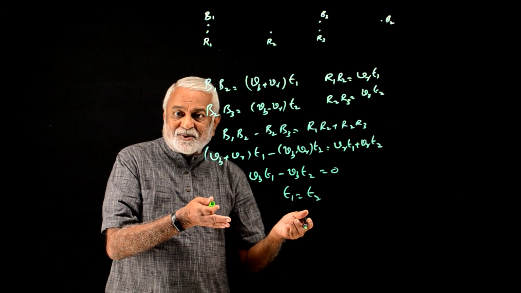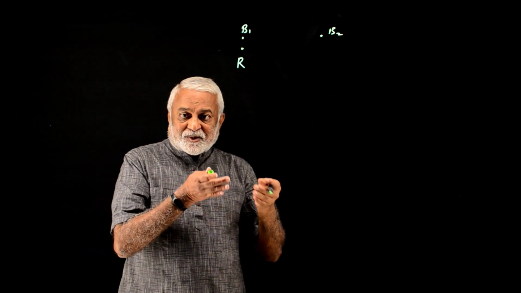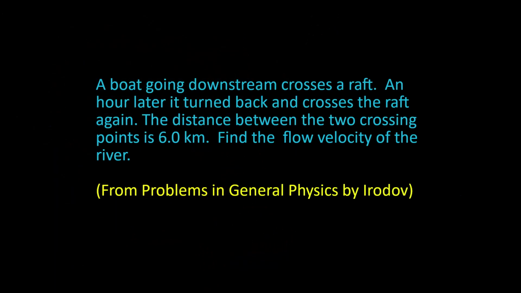This comes as a surprise. T1 is equal to T2 is a surprise for us. So that T1 is equal to T2, as we solved earlier by writing a lot of equations, has come out very easily here. A boat going downstream crossed a raft.